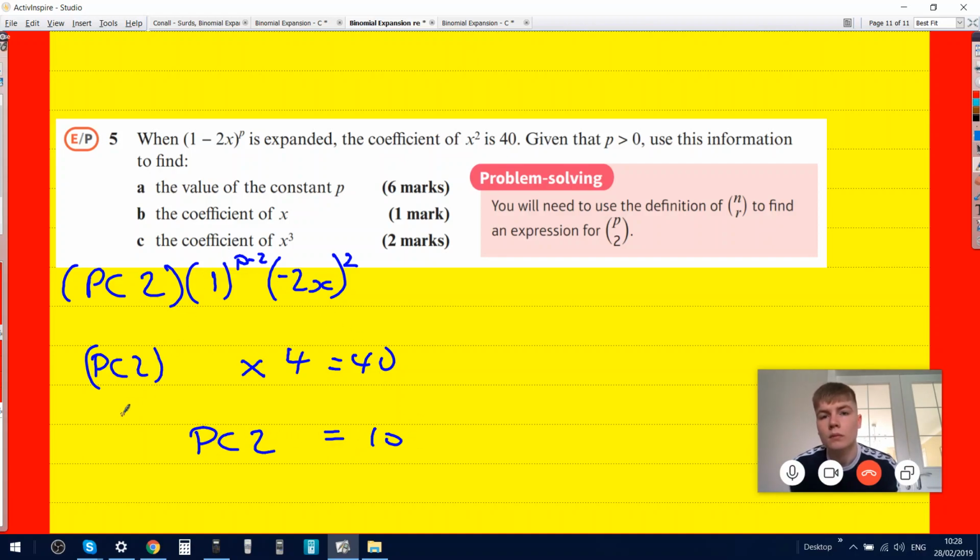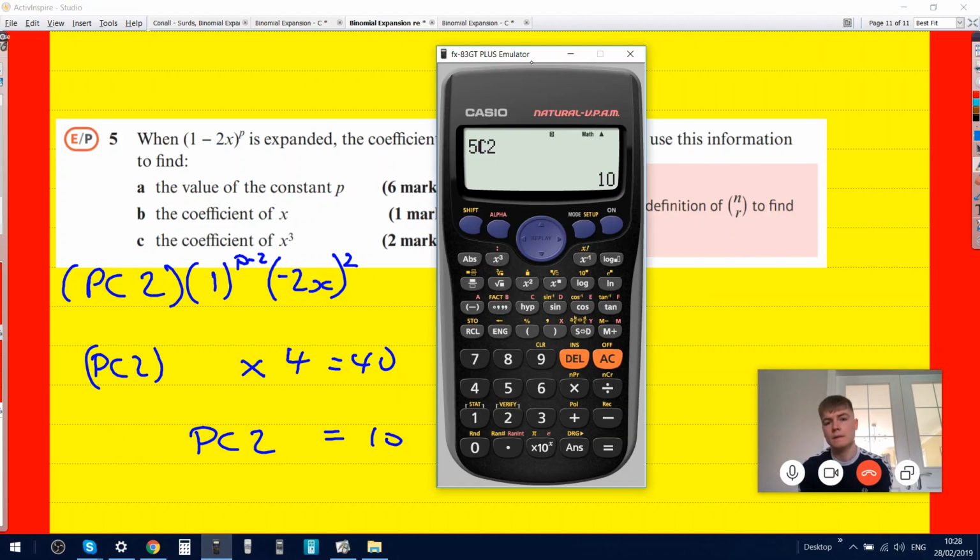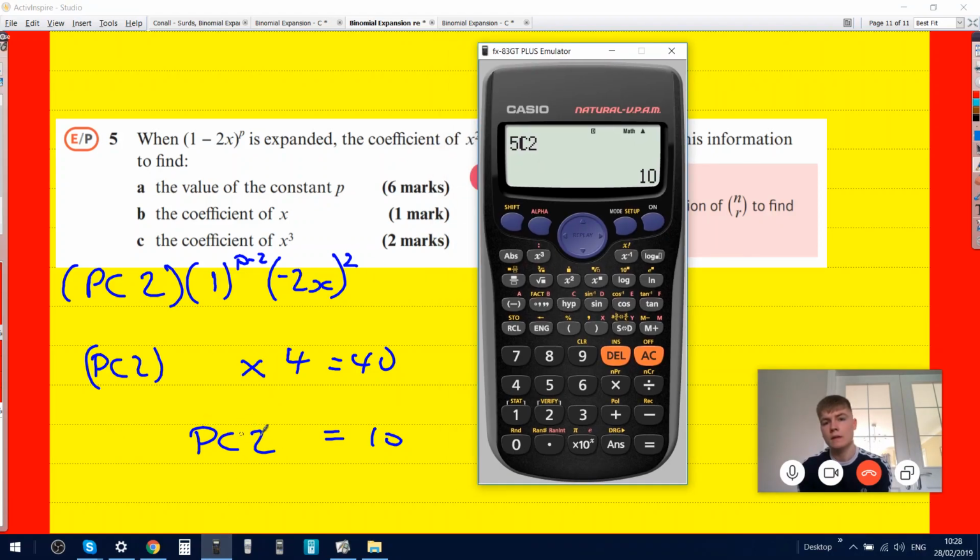How might you figure that out? p choose 2 is 10. No, I'm lost now, sorry. I would just use a calculator. Yeah. I know off the top of my head 2 choose 2 is going to be 1. That's the way that always works.